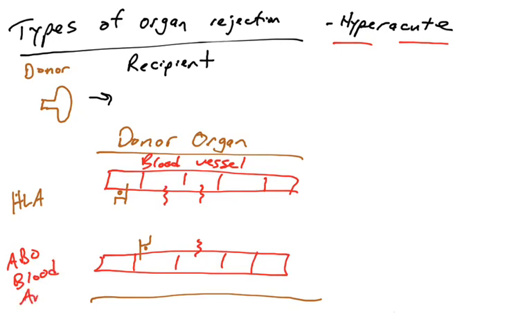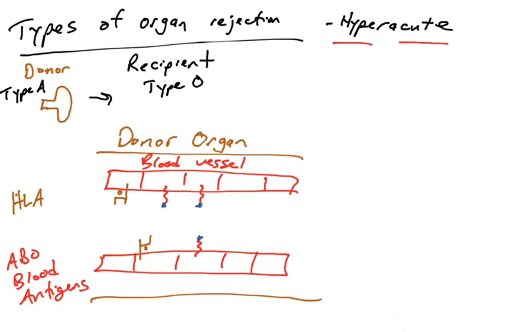The other thing that you're going to find on the surface of the endothelial cells are the ABO blood antigens. So these are the same glycolipids that are found on the surface of erythrocytes. They are also found on the surface of endothelial cells. So hyperacute rejection is going to occur if the recipient recognizes any of these molecules as non-self and has antibodies already made to them. So what would this look like?